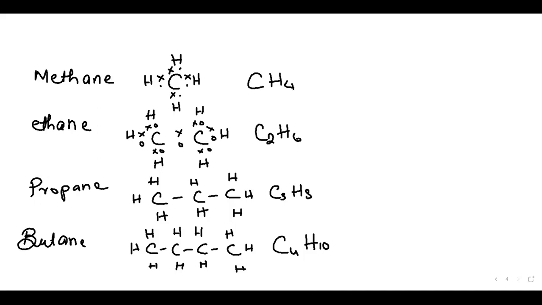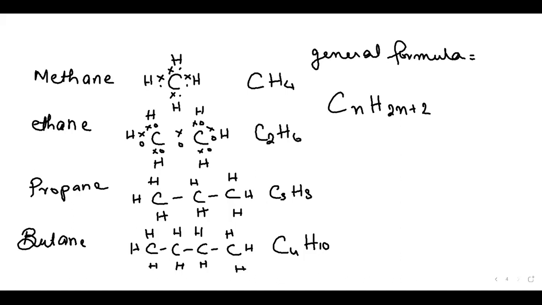You will see that all of them seem to be following a trend, right? That trend, we call it the general formula. The carbon increases by 1 and hydrogen increases by 2. The general formula is CnH2n plus 2. What do I mean by that?